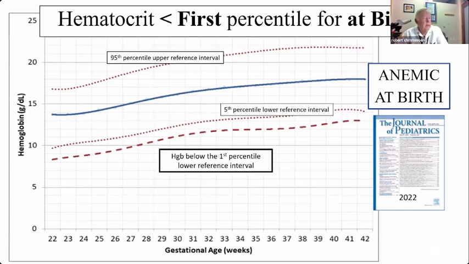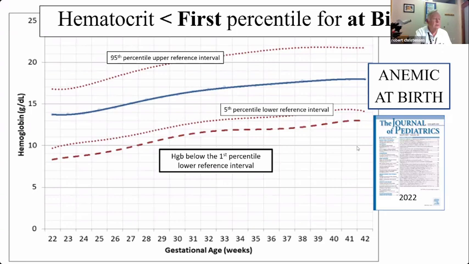Now, this is a study where we employed that reference range to look at babies who were, by this definition, anemic at birth. We asked, how many have we gotten? Who are they? What's the cause of their anemia? This is from Journal of Pediatrics in 2022. So again, you see this same reference interval, gestational age, hemoglobin, and the lines, first, fifth, 50th, 95th percentile.